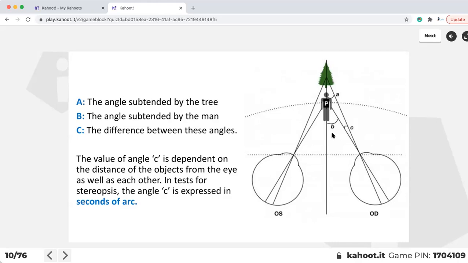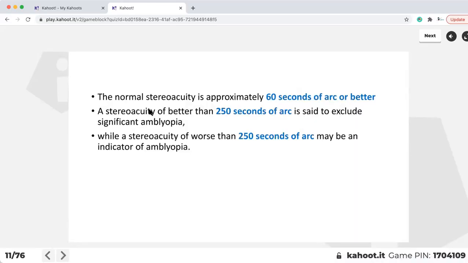But if it is more, meaning that this angle is wide, meaning that this person cannot appreciate the depth perception well. And this means that he has a problem with the stereopsis. So the normal stereo acuity is about 60 seconds of arc or better, and a stereo acuity of better than 250 is said to exclude significant amblyopia, okay? And a stereo acuity worse than 250 may be an indicator of amblyopia.